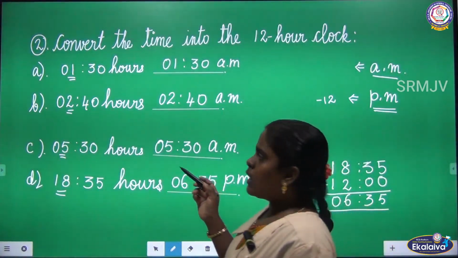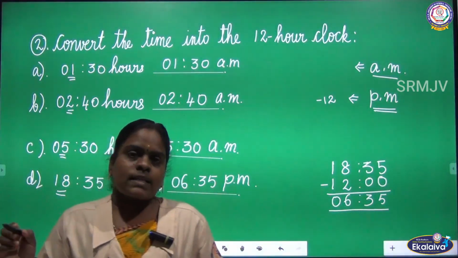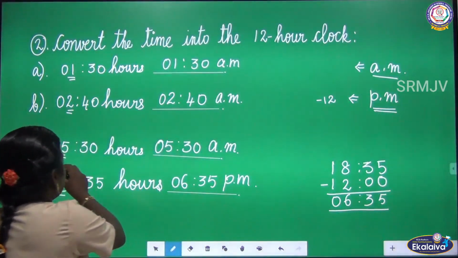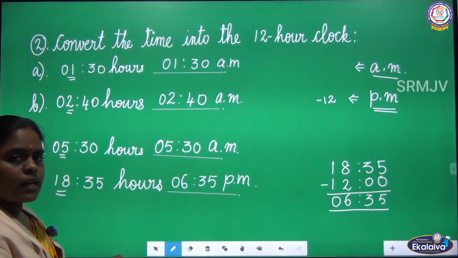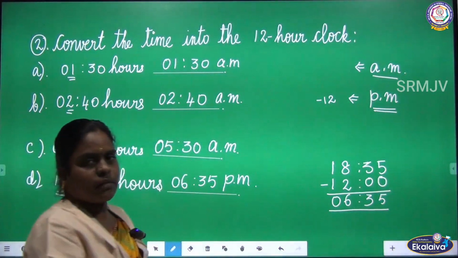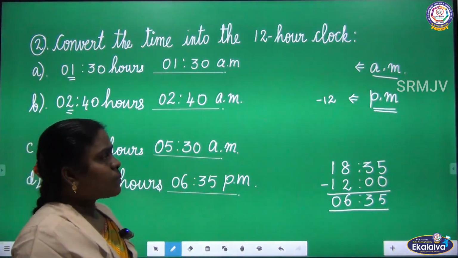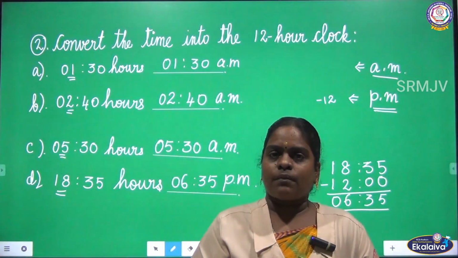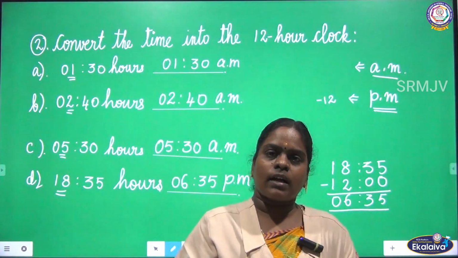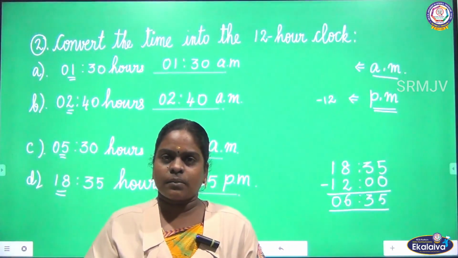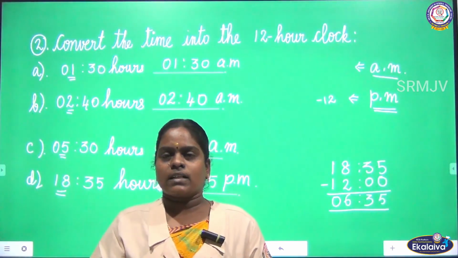So to convert 24 hours into 12 hours clock, if the hours place is greater than 12, you have to subtract 12 from the given time. Is the concept clear, children? Today we have learned about the conversion between 12 hours clock and 24 hours clock. I hope the concept is clear. We'll see you in the next class, children.